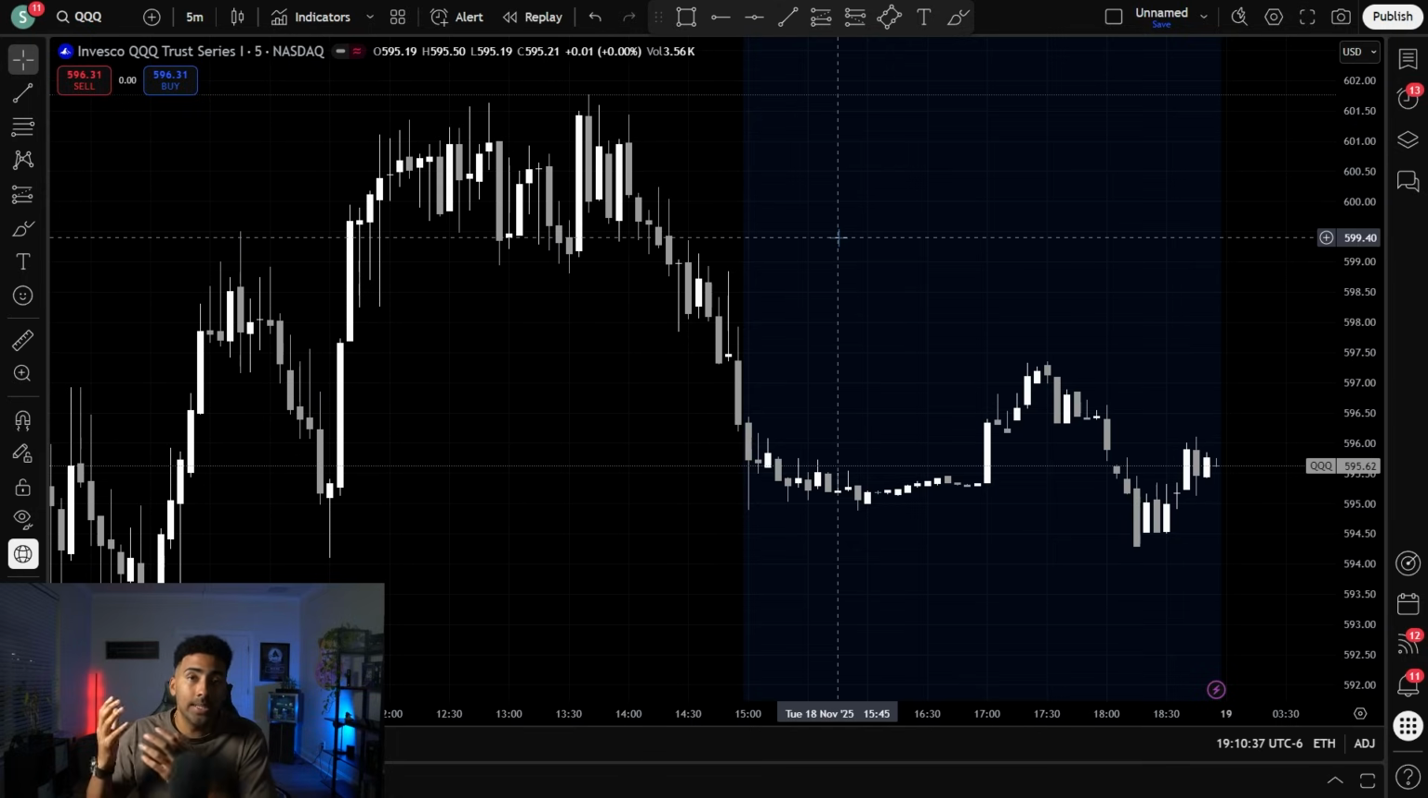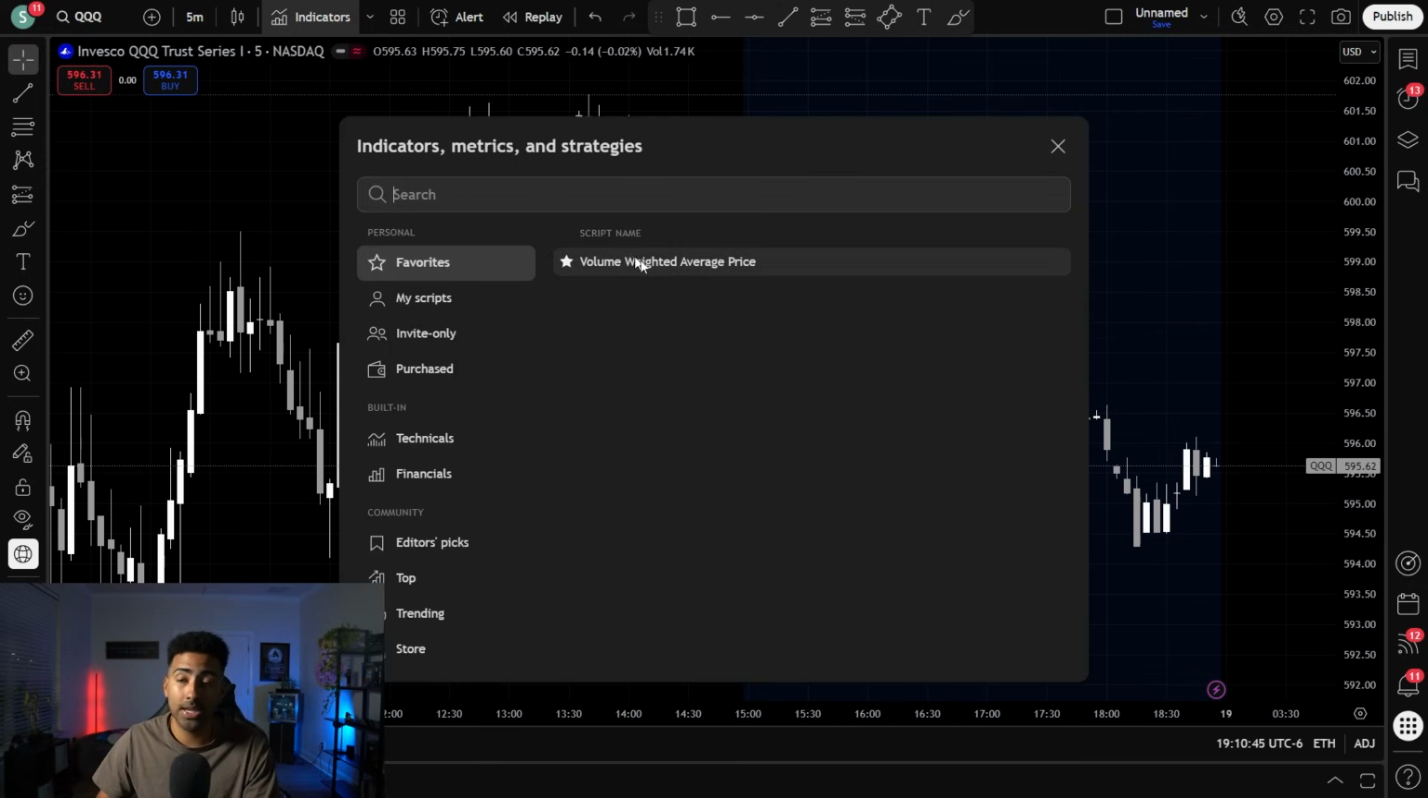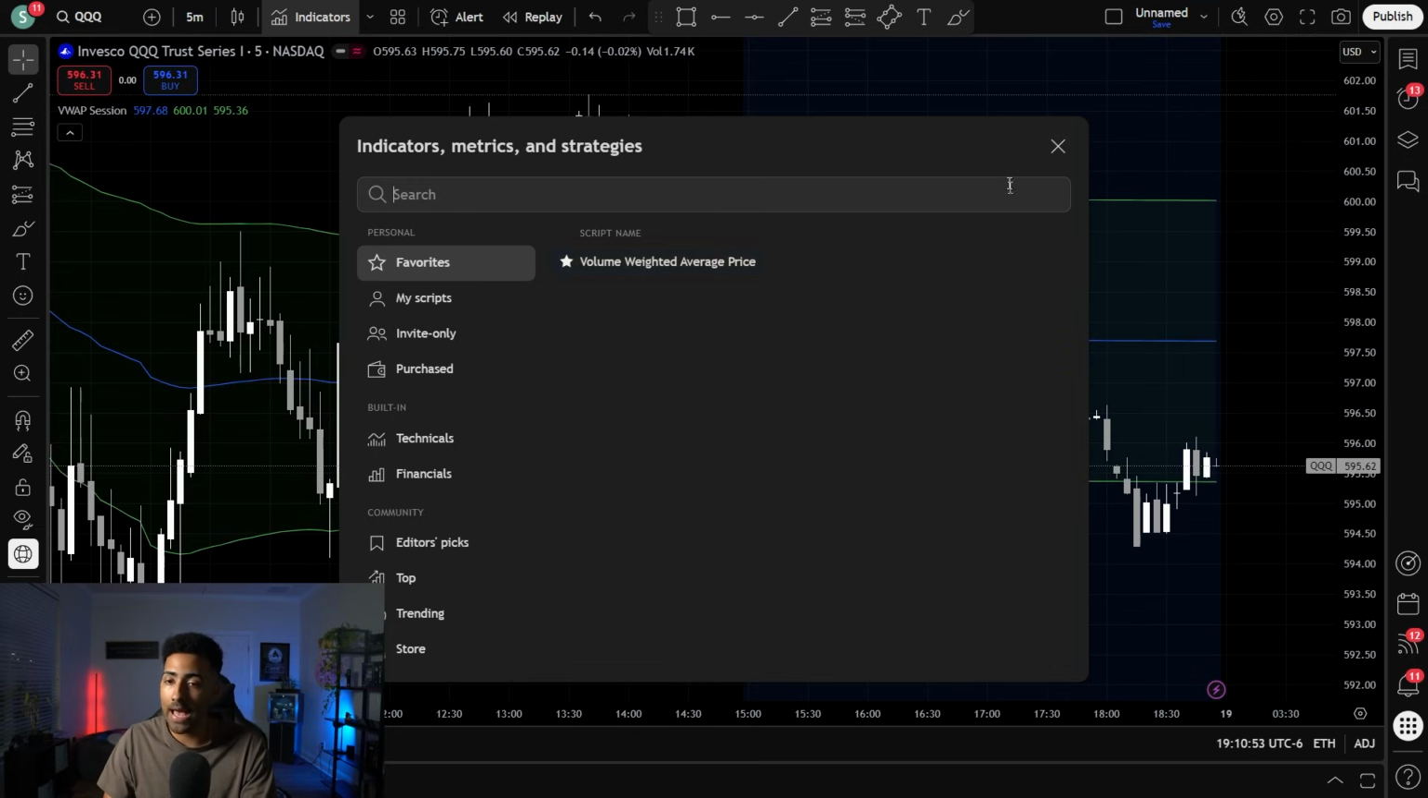Let's go. So like I said before, this strategy is insanely simple and it only revolves around two rules. But the first thing we need to do is actually set up the strategy properly. So head over to TradingView and go over to your indicators tab. Now we're going to add VWAP, also known as volume weighted average price. Add that to your chart.